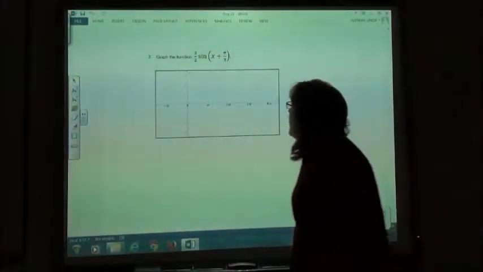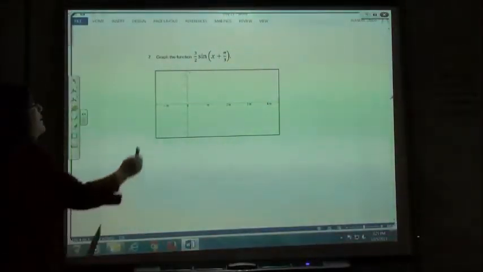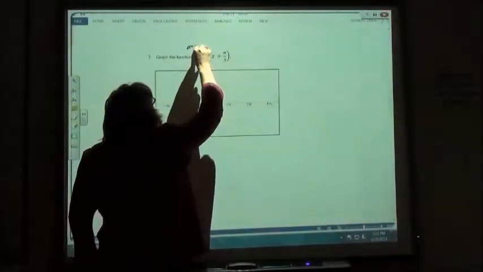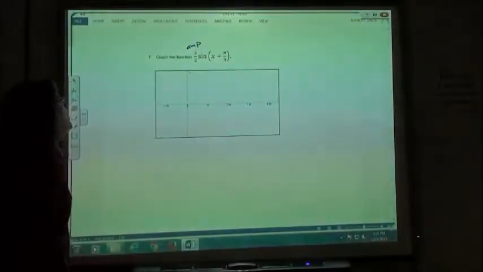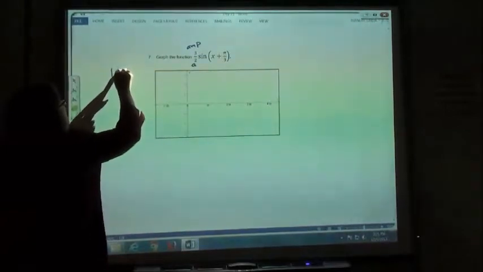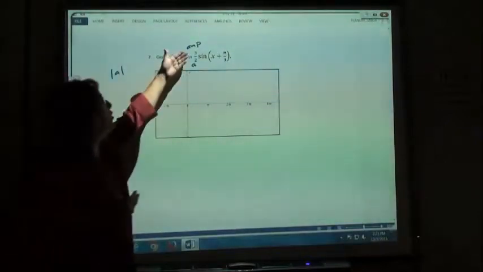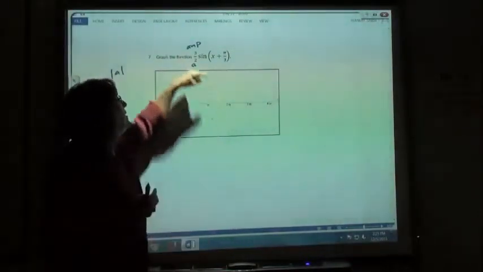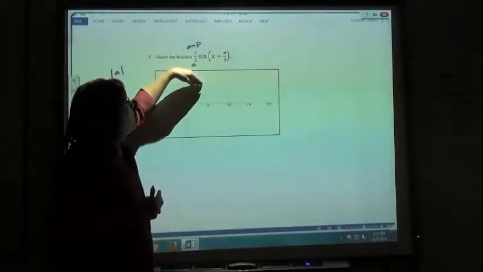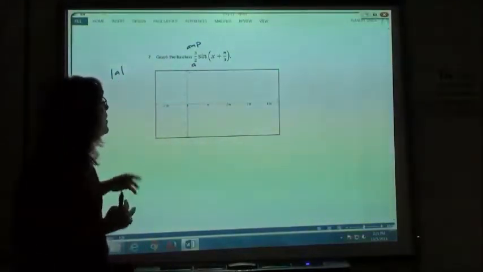So number 7 says 3/2 sine of x plus pi over 3. This value here is going to be your amplitude. Now normally when you do the amplitude, they'll call this A, and the amplitude they always give is a positive number, but depending if that's positive or negative, it tells you if you're going to go up first or down first. Since this is positive, I'm going to go up to 3/2 first. If it was negative, I would go down to 3/2 when I go down.